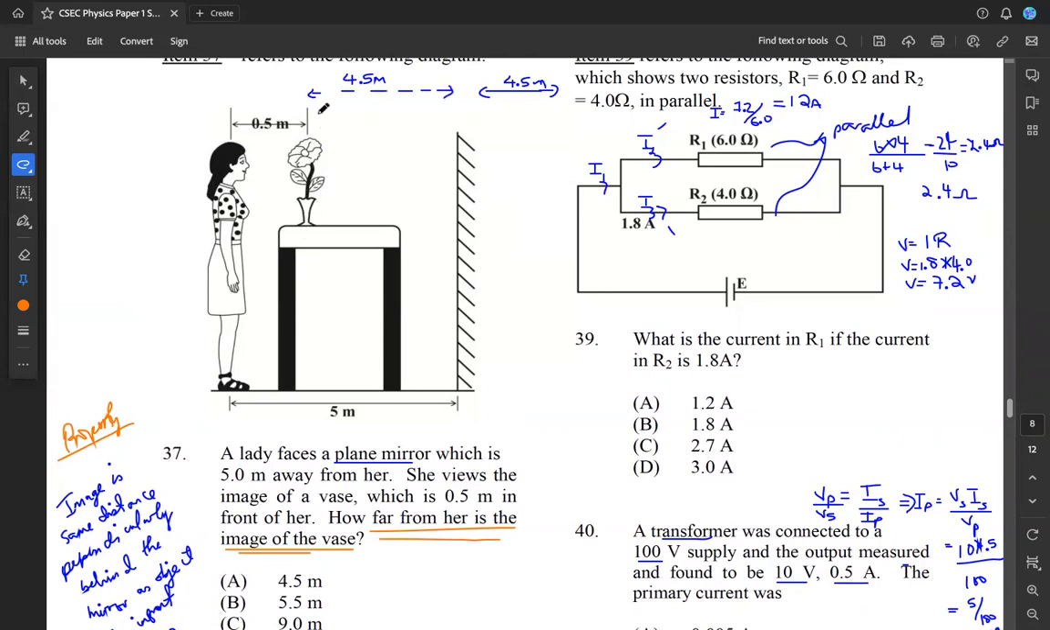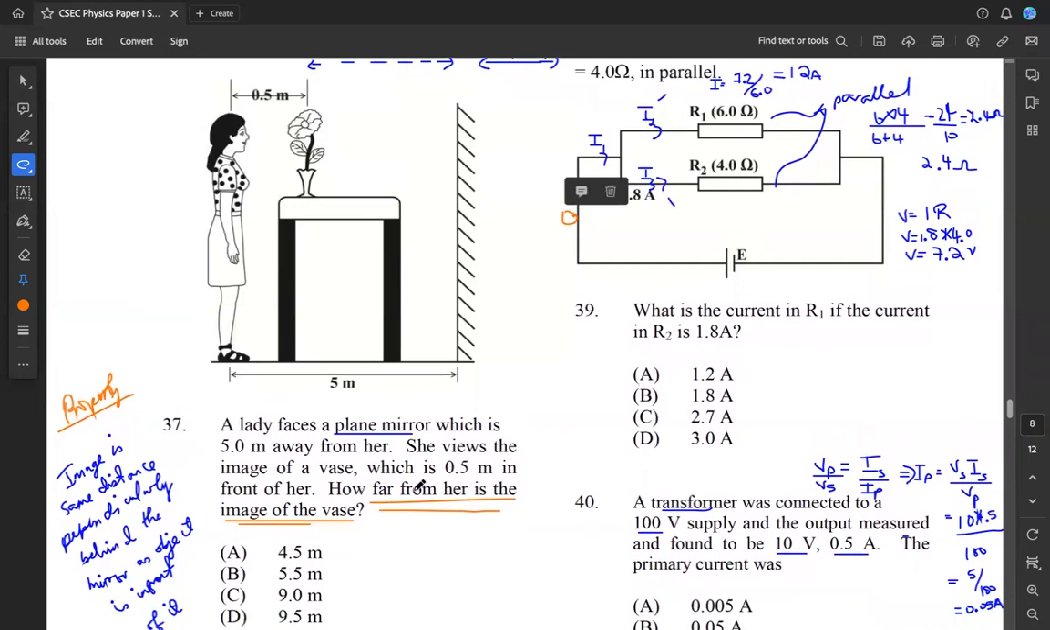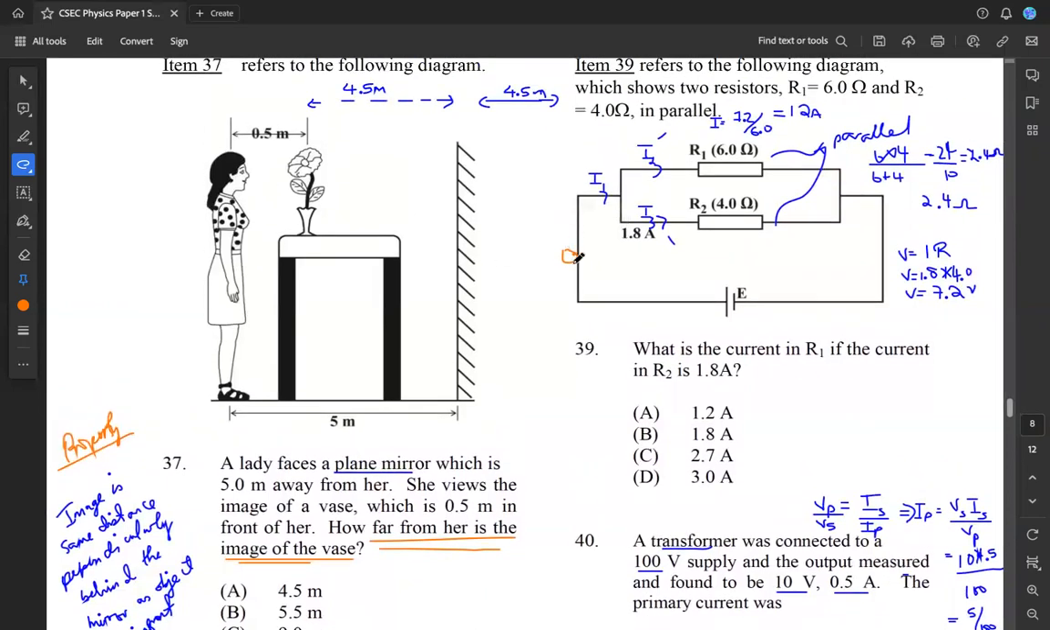So this object here is 4.5 meters in front of the mirror. So the image that's formed is going to be 4.5 behind the mirror, right? So it's going to be somewhere out here, assuming that this is 4.5. So the question is saying how far from the girl, though, is the image. The image is formed at the same distance perpendicularly behind the mirror as it is in front of the mirror. So this is our image out here, and this is our object here, which is the vase, right?